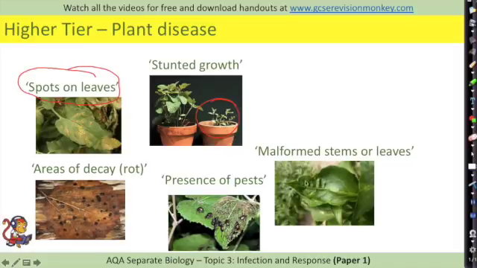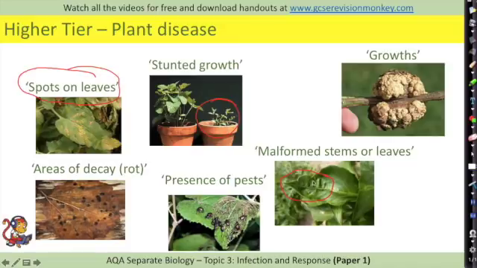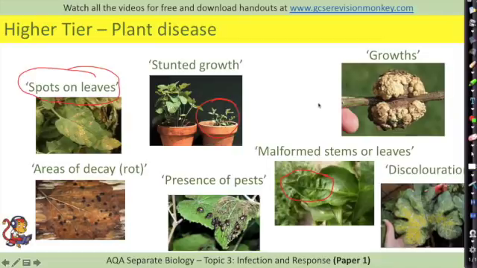There may be malformed stems or leaves, so leaves like this that don't quite grow in the correct shape for that particular plant. There could be growths on the plant, so sometimes you'll see really big trees in the forest with growths, large growths coming out of the tree trunks. That's a sign of disease as well. Discoloration of leaves, so it might not be magnesium deficiency, it might be another type of disease causing discoloration.